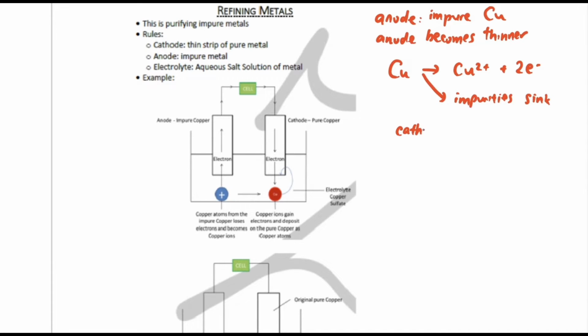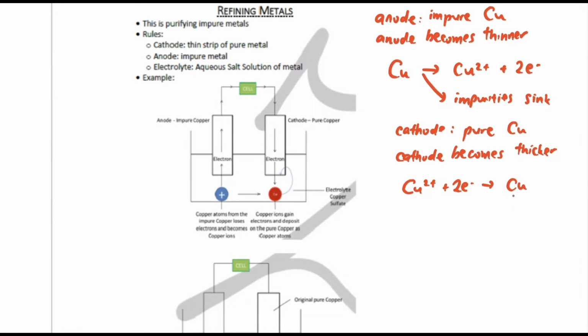So at the cathode, we have pure copper. And we know that the cathode becomes the taker. What happens is the Cu2+ in the electrolyte gets electrons and then becomes Cu, and this copper will stick to the cathode.